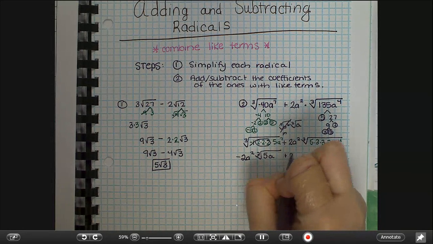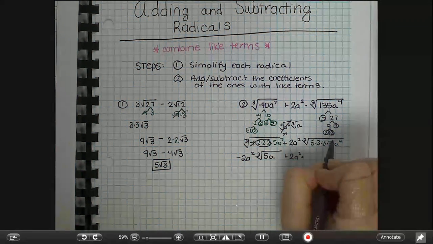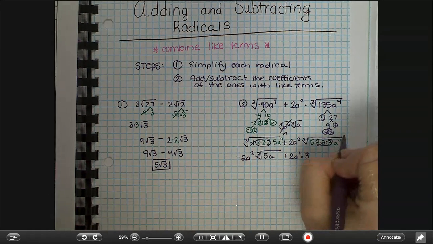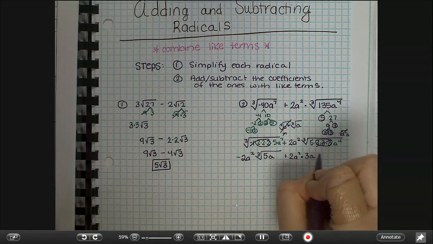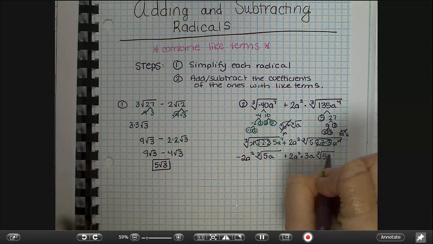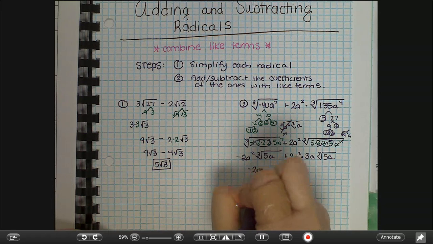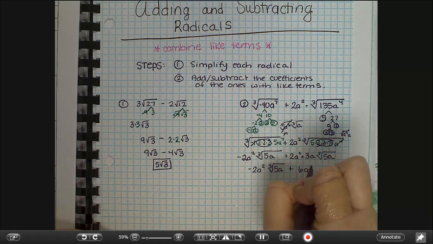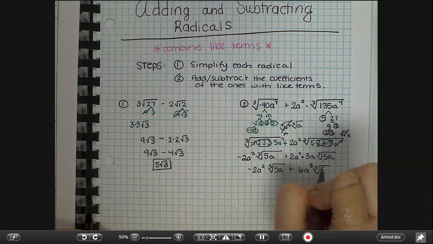We're going to do the same thing over here. We have 2a squared times a group of 3's, that's the cube root of 27. A to the 4th is a cubed times a, so we have an a on the outside. And on the inside, we have 5 and that a. Now we need to simplify right here. So we have negative 2a squared times the cube root of 5a plus 6a cubed times the cube root of 5a.